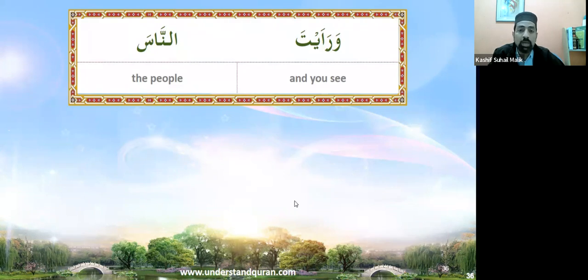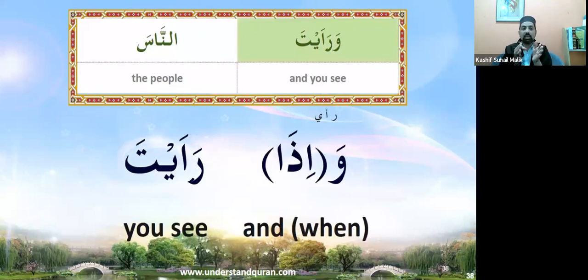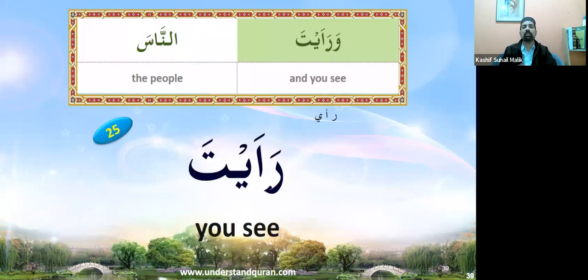Well, you know, the wa is "and", so the same sentence is continuing actually. So wara'aita, and you saw, but actually the same Iza is still there, which was in the beginning. Iza jaa nasrullahi wal fath wara'aita. Wa means and, so it continues. Wa iza, and when. Ra'aita, you will see, you see. Wara'aita nasa, so it becomes you see.